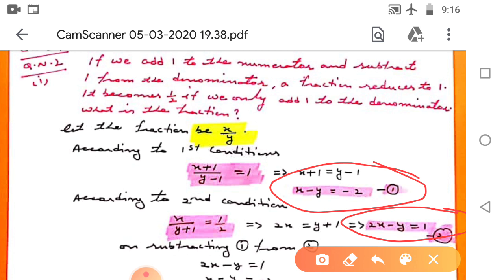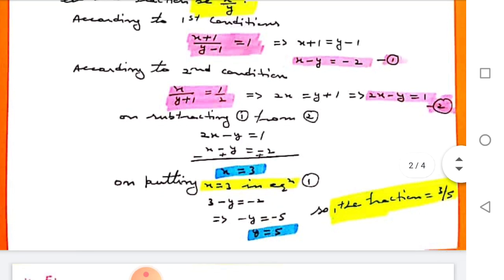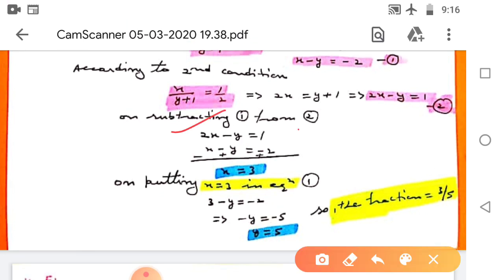Clear? So look here, the coefficient of y in the first equation is minus 1 and the coefficient of y in the second equation is minus 1. Clear? Now on subtracting equation 1 from equation 2: 2x minus y is equal to 1 and x minus y is equal to minus 2. So we are subtracting, need to change the sign here, and this is gone. So 2x minus x is x, and 1 plus 2 is 3. So the value of x is 3 here.